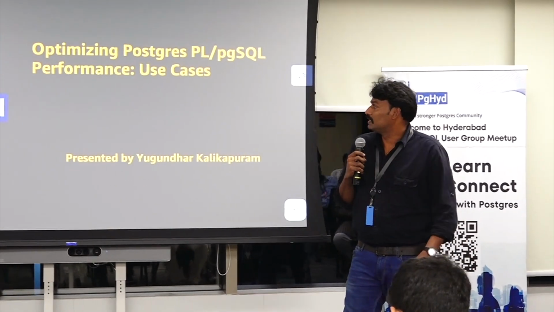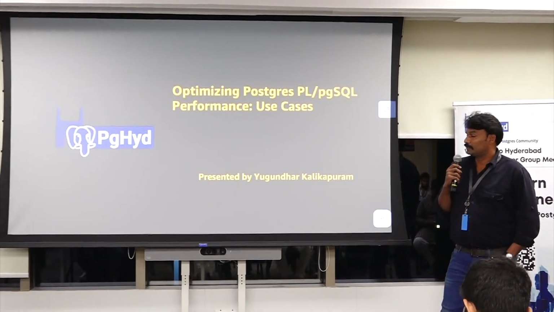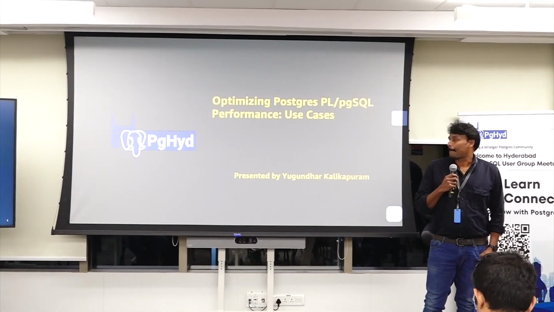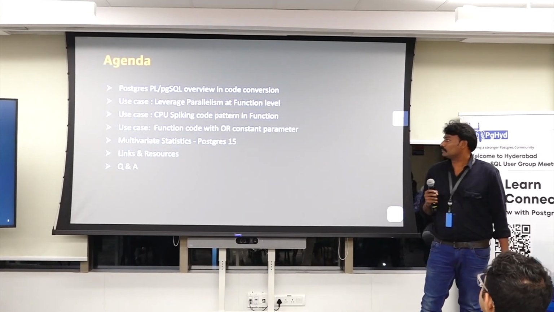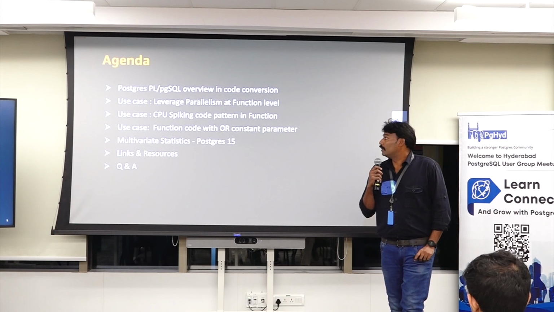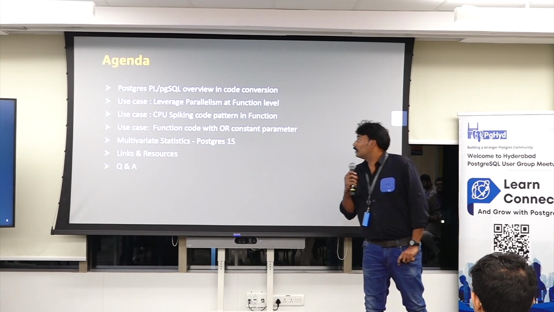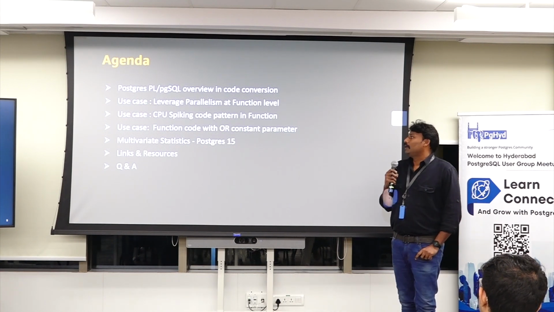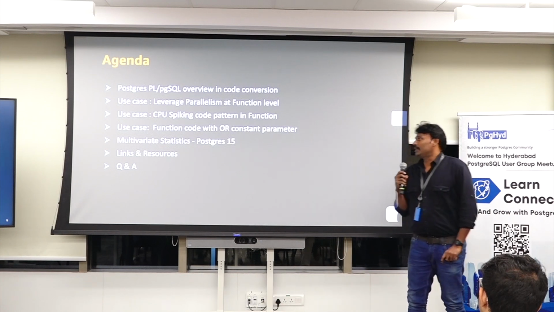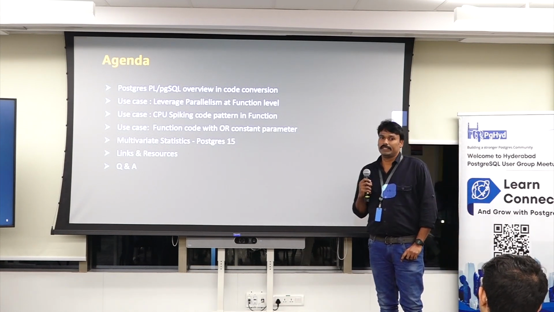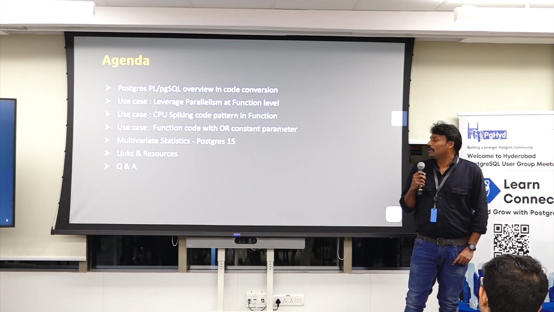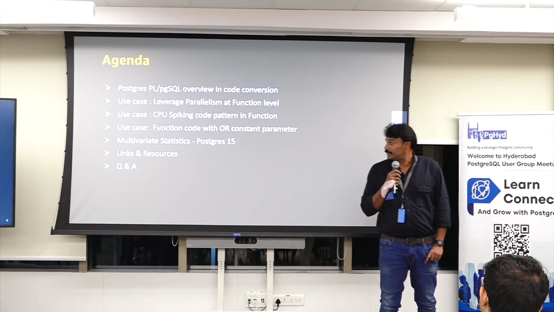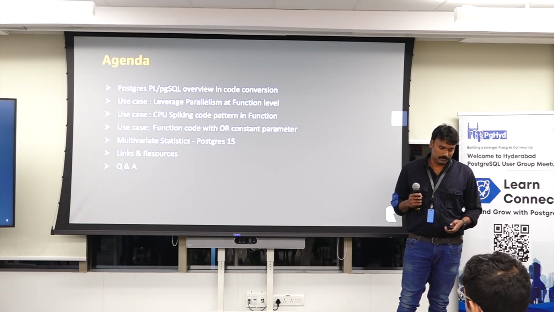In this presentation, we are going to talk about optimization of procedural language Postgres performance use cases. The agenda: first, we will go through the procedural language overview. We take a step back and understand why we need procedural language. Then we go through the use cases: the first one on parallelism, the second one on CPU spiking, and the third one on the R contribution. Then we talk about the new feature released in Postgres 15, multivariate statistics, followed by question and answers.